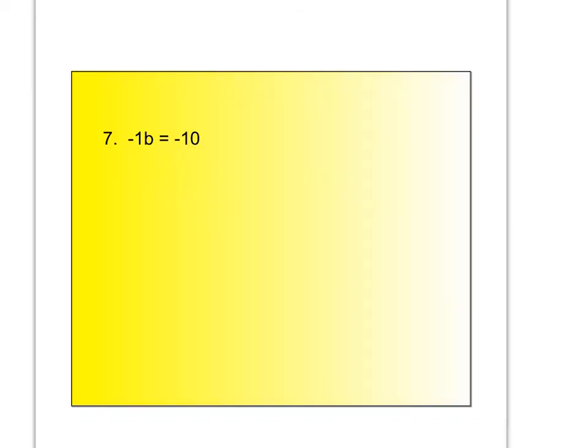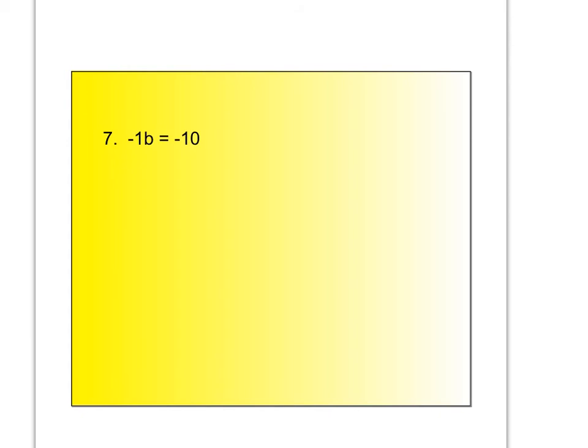So in number 7, we can skip all the way to step 4 because there's nothing to simplify on either side of the equal sign. The variables in step 2 are already on the same side. Step 3, there's nothing to add or subtract. There's not a constant on the left side. And so we're all the way to step 4, which is multiply or divide to cancel out the coefficient.